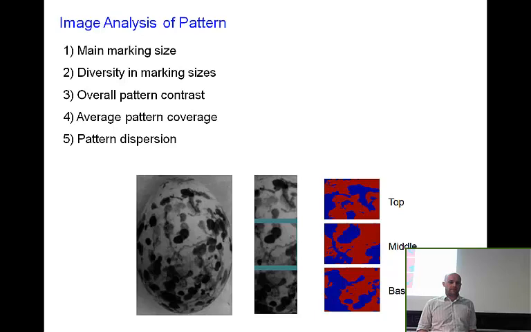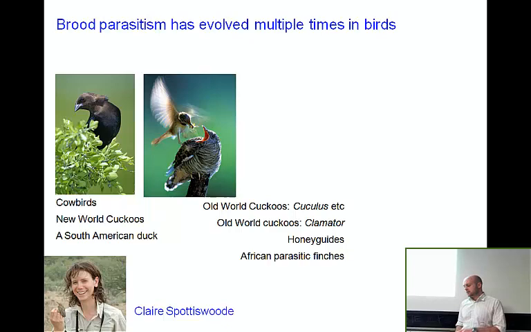Okay, so we have those different measurements, and I'll come back to those in a minute to tell you about how we use them to understand these birds' behaviour. But first of all, I want to tell you a little bit about the study system that we've done the most work on. So brood parasites are perhaps most widely studied in the North American cowbirds and in the common cuckoo, in particular in Europe.